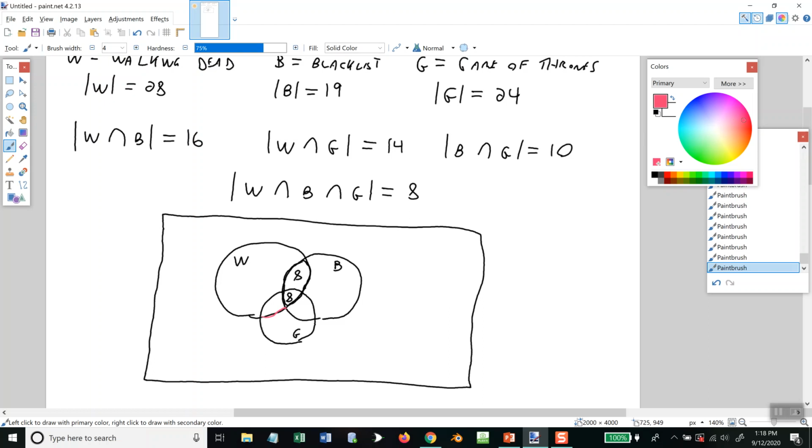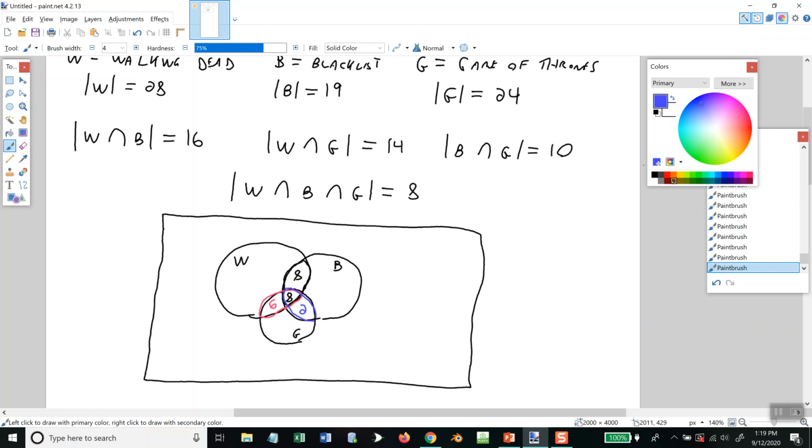Here is the intersection of W and G. The intersection of W and G is 14. And if this is 8 and the total is 14, this has to be 6. Now, this right here, which I'm drawing in blue, is the intersection of B and G. B and G is 10, and if this is 8, this has to be 2.